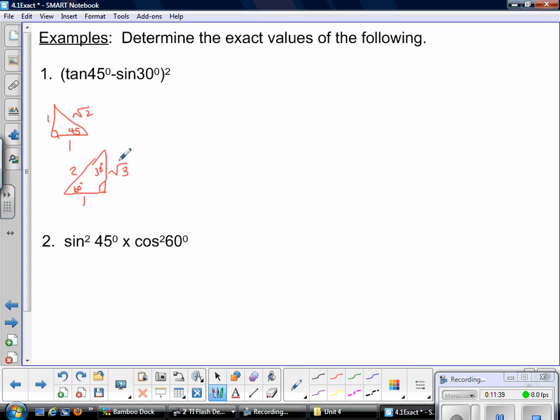If I remember some of those aspects of it, I can always find the missing side using the Pythagorean theorem. So the tan of 45: tan is opposite over adjacent, so that's 1 over 1. Sine of 30, here's 30 here, which is 1 over 2. And then I'm supposed to square that. So I really have 2 over 2 minus a half, so I have a half squared, which equals 1/4. No problem.